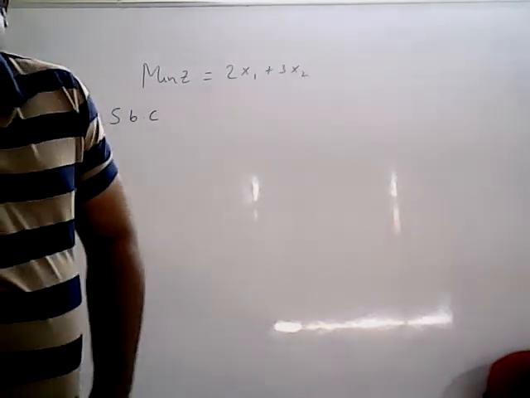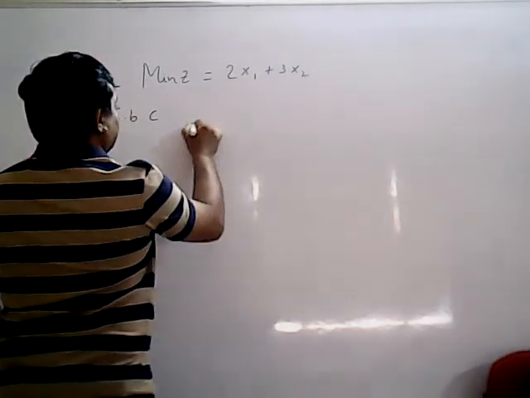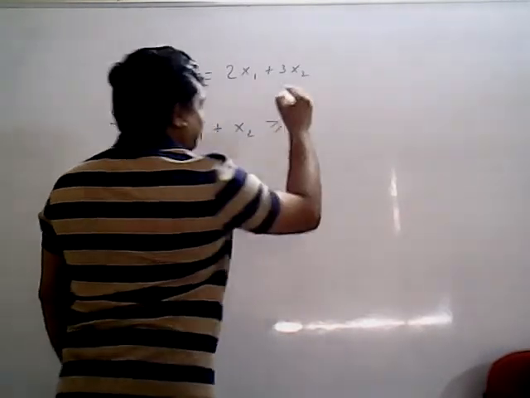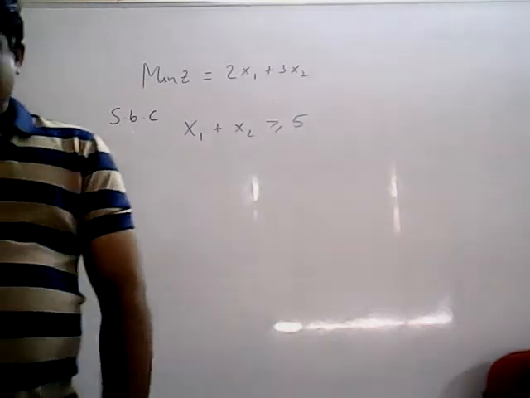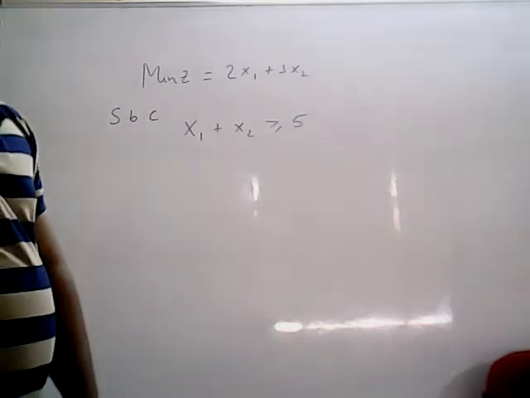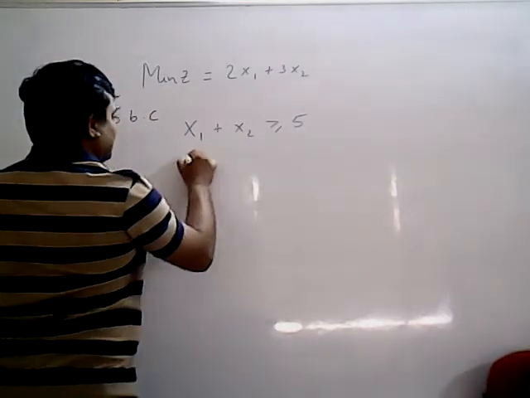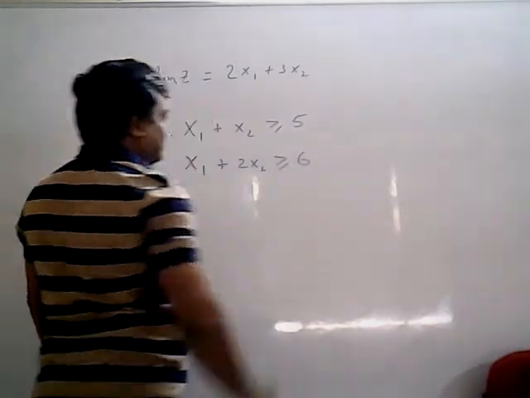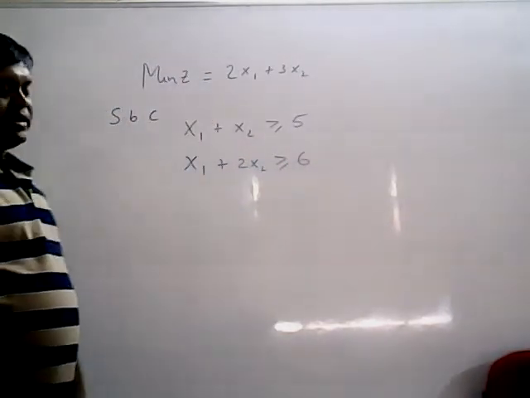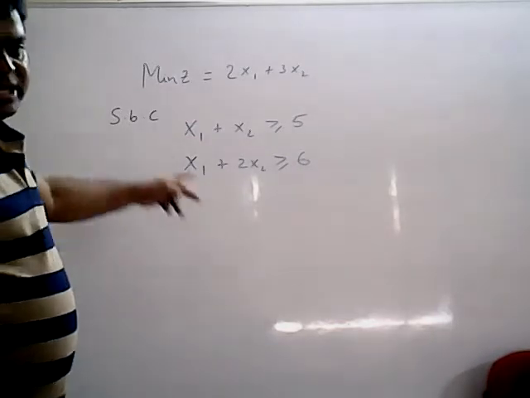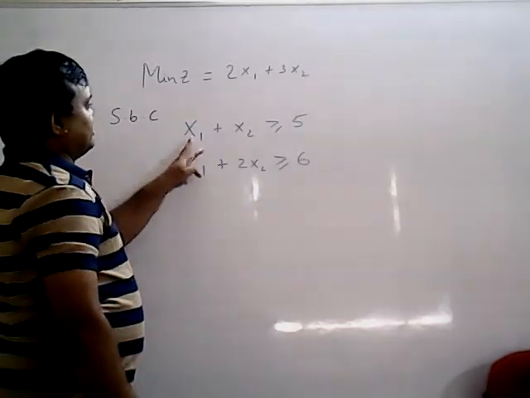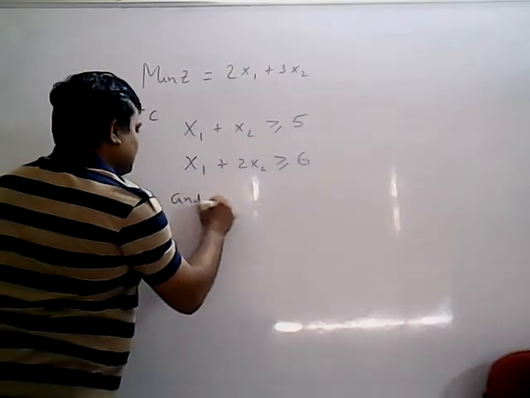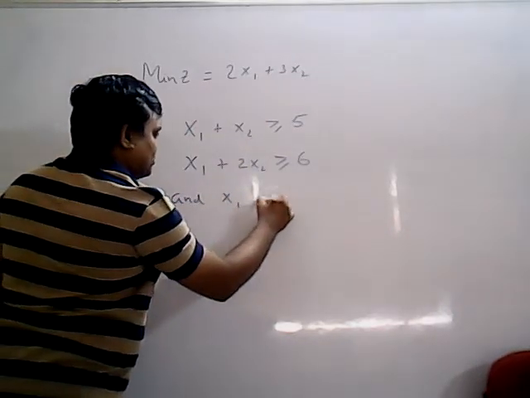Write down the first constraint: x1 plus x2 greater than or equal to 5. Second constraint: x1 plus 2x2 greater than or equal to 6. Now how many constraints are there? Two constraints. How many decision variables? Two decision variables. That means x1, x2 greater than or equal to 0.